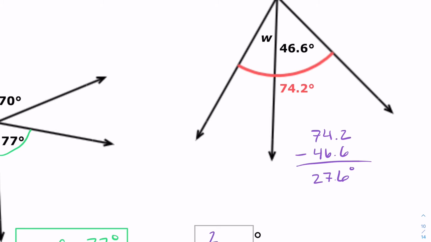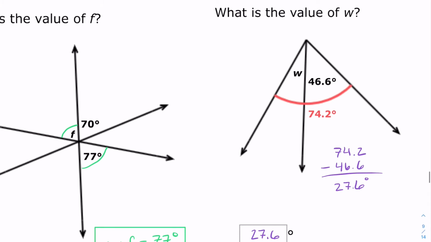So 27.6 degrees. And just to double check my work, if I add 46.6 to 27.6, that will equal 74.2. That's called the angle addition postulate: the fact that two angles added together equal the sum of the two angles.